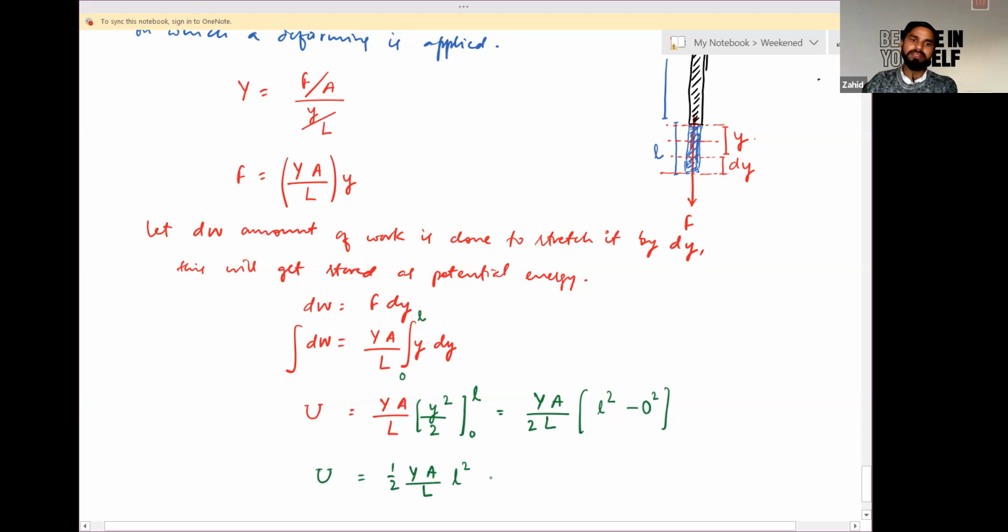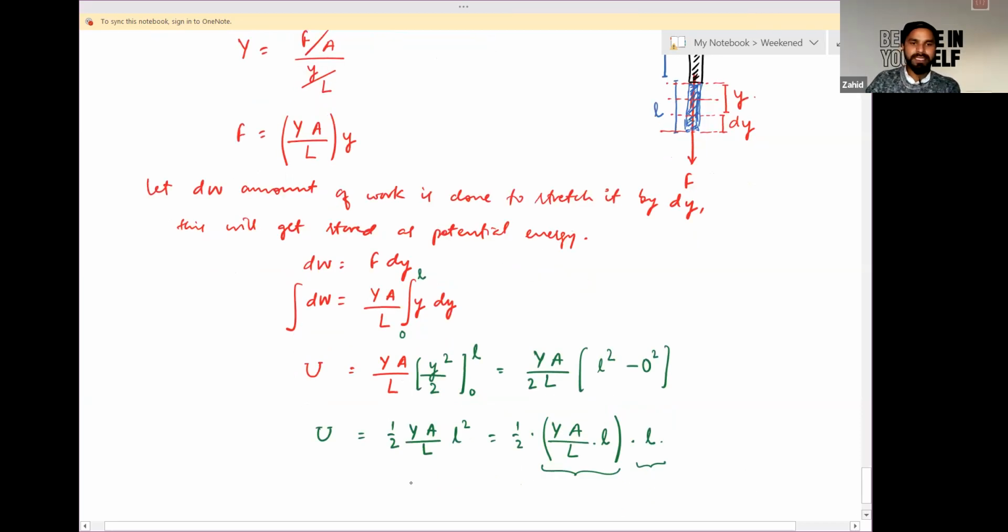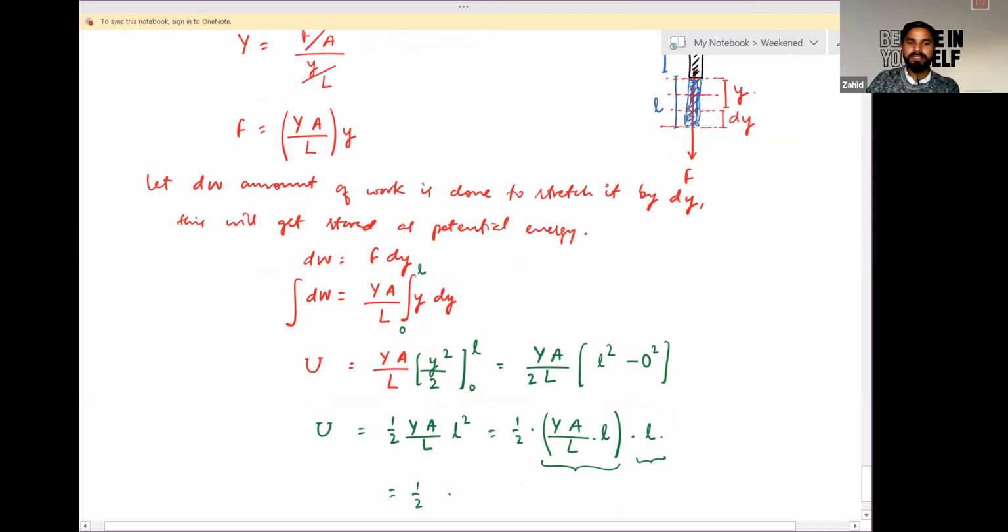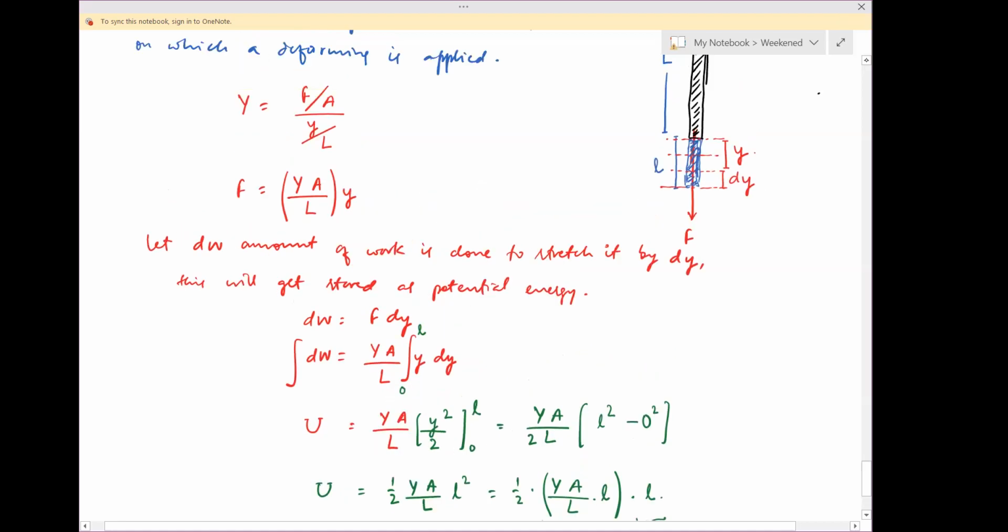We may rearrange this equation as half times Y into A divided by L into small l first, and then small l. This whole term will behave as force and this term will be extension. So you may write it as half times force times extension equals potential energy stored. Is it clear? Yes, sir.